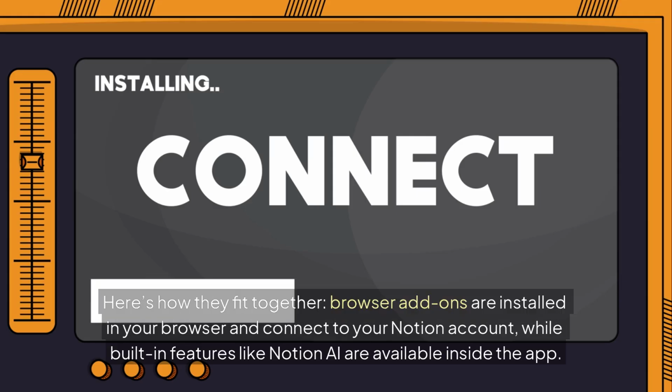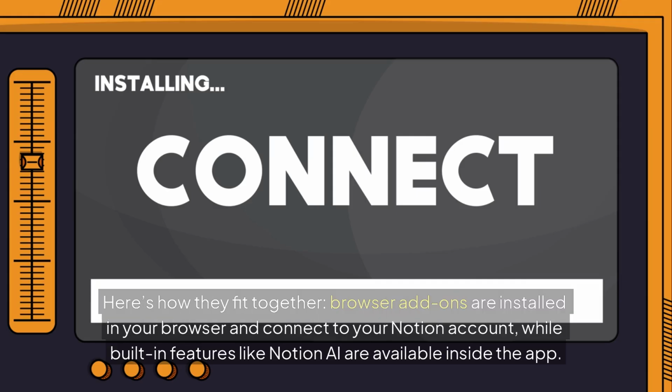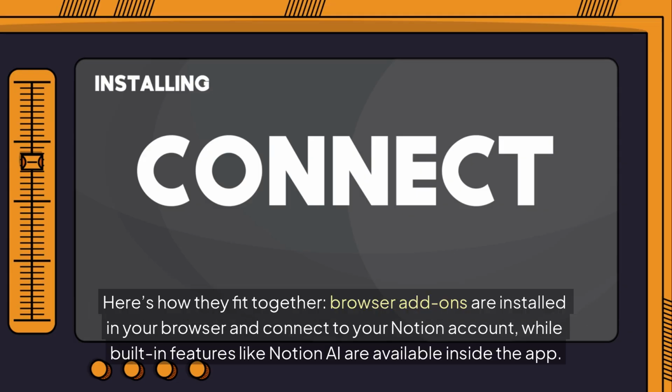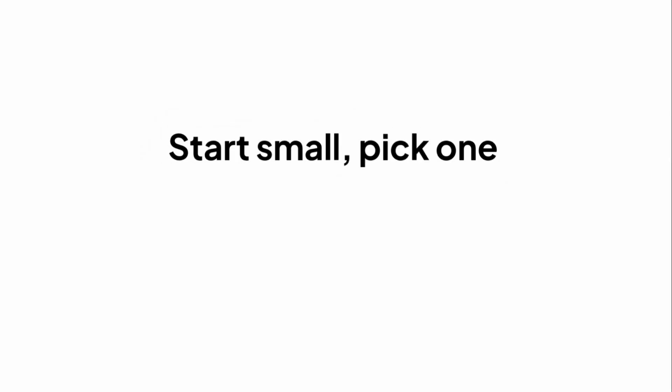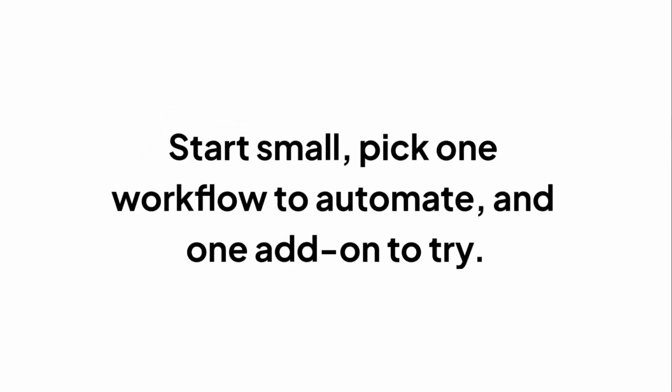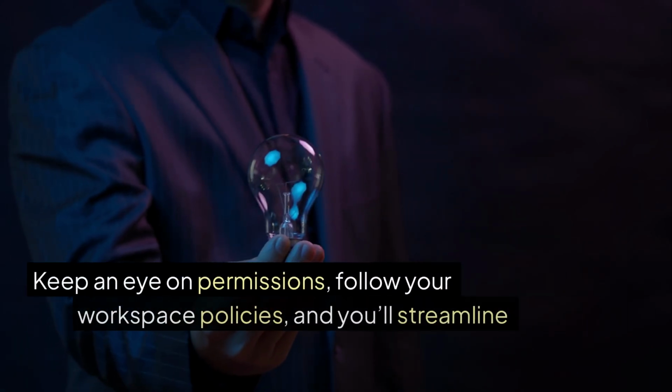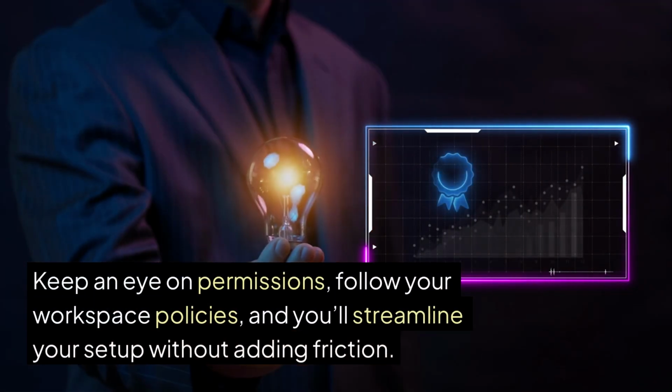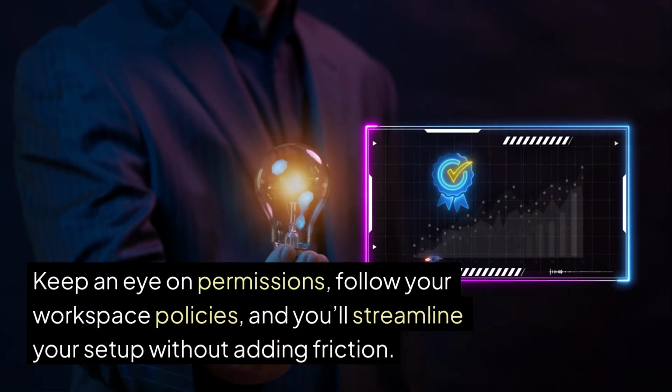Here's how they fit together. Browser add-ons are installed in your browser and connect to your Notion account, while built-in features like Notion AI are available inside the app. Start small: pick one workflow to automate, and one add-on to try. Keep an eye on permissions, follow your workspace policies, and you'll streamline your setup without adding friction.